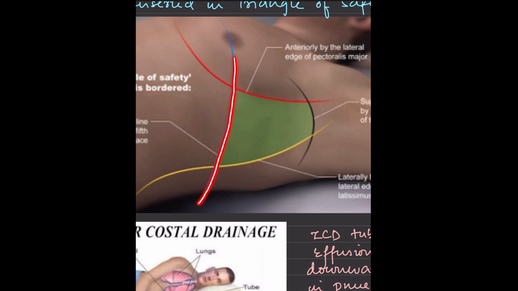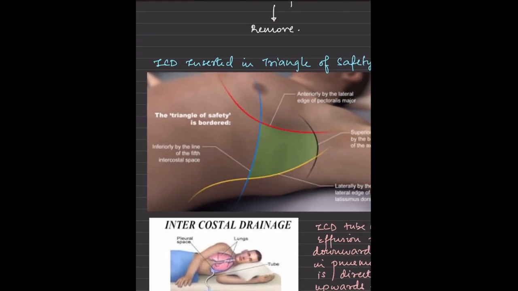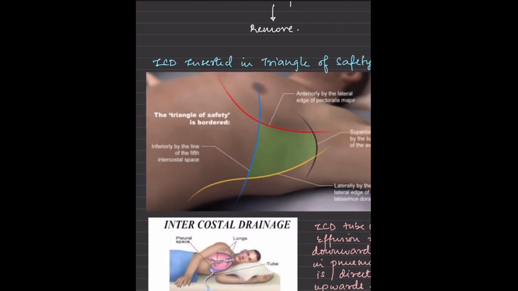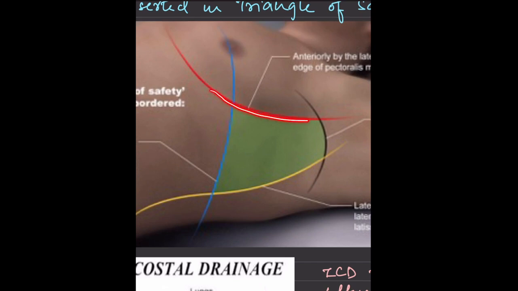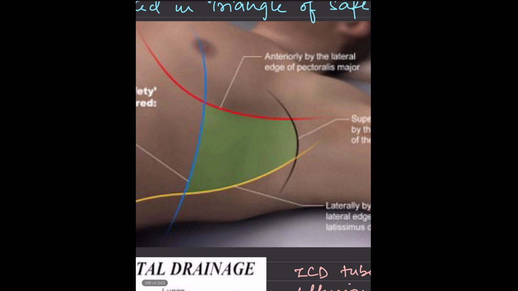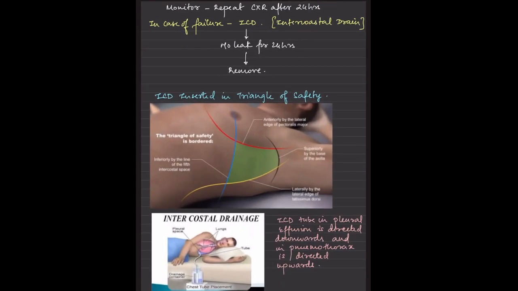This is the fifth intercostal space, and this is the pectoralis major, the triangle is bounded anteriorly by the lateral edge of the pectoralis major, and this is the latissimus dorsi, and through this the intercostal tube will be inserted.